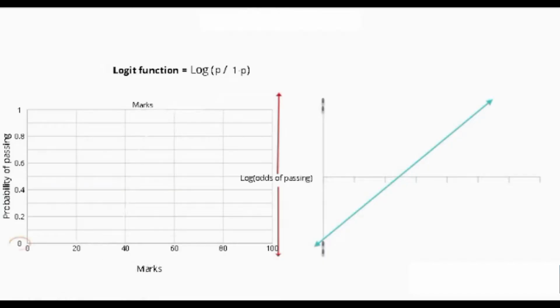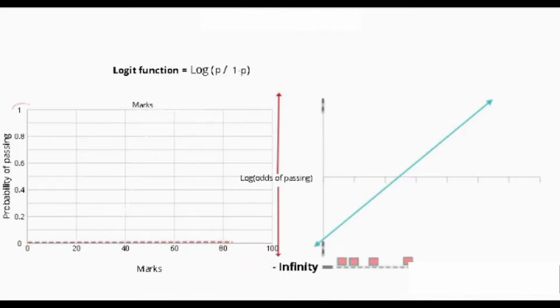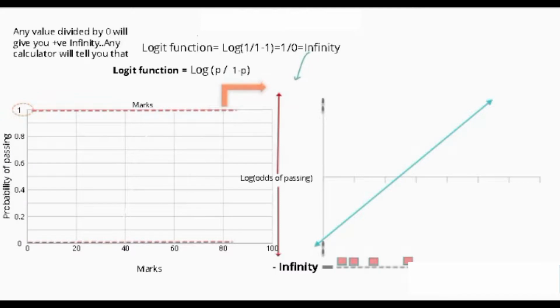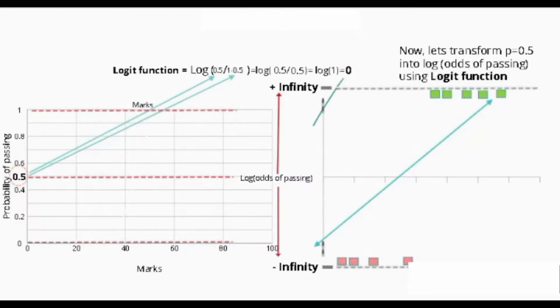With that said, let's take 0 as our threshold from probability of passing, plug it into the logit function, and we get negative infinity in log of odds of passing. Then we take 1 as our threshold from probability of passing, plug it into the logit function, and get positive infinity in log odds of passing. We do the same when threshold is 0.5, plug it into the logit function, and we get 0 as our new x-axis.